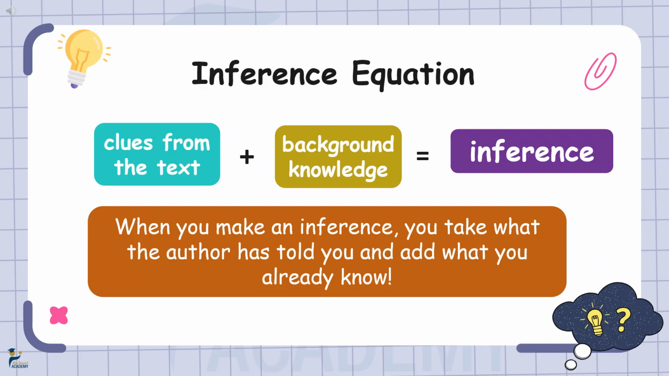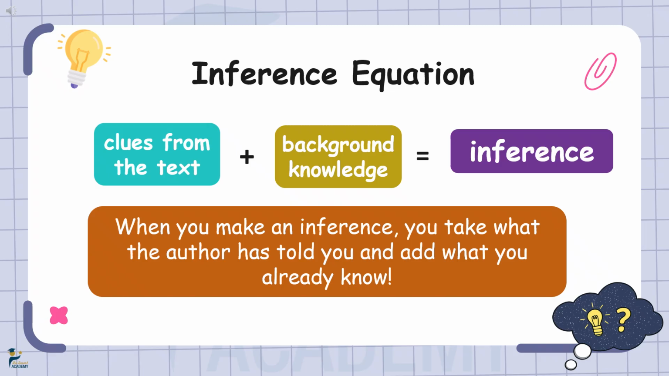Here's a simple guide: how to make inferences. Step by step. Read carefully, pay close attention to what the text says. Look for details, actions, and emotions. Look for clues. Find hints in the words, pictures, or actions. These are your evidence. Use what you know. Think about your own experiences or knowledge. What do you already know that connects to the clues? Put it together, combine the clues with your knowledge to make a smart guess about what's really happening. Check your thinking. Ask yourself, does my guess make sense with the clues I found?